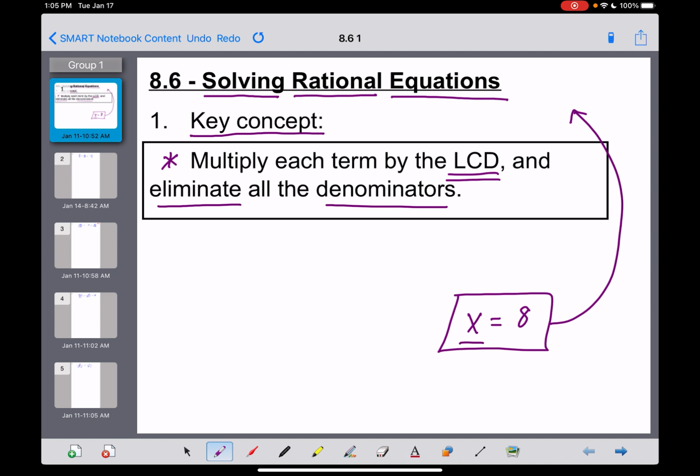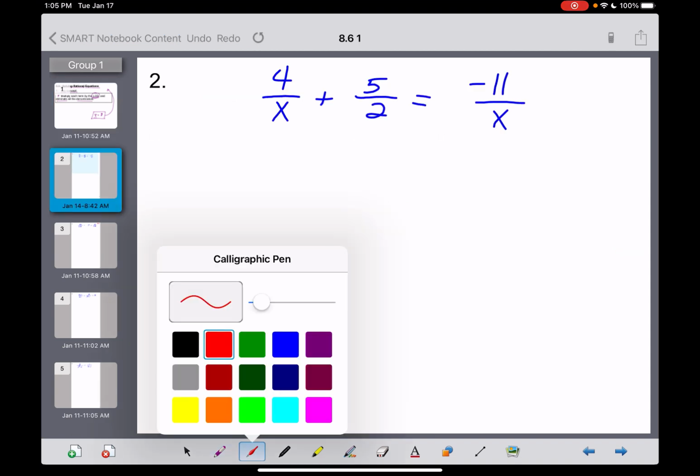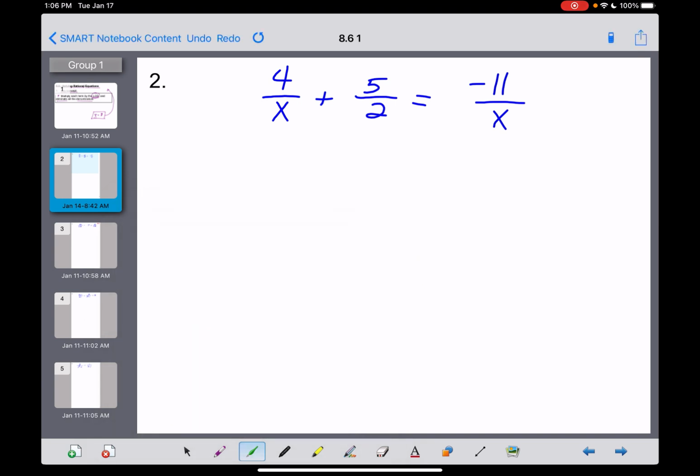Let's go back to our key concept. We're going to need to find the LCD first and then worry about multiplying it through. Now, I would normally tell you to factor as much as you could right here in order to find your LCD, but everything in this problem is a monomial. The 4, the x, the 5, the 2, the negative 11, and the x. So there's no factoring that you can do here with monomials. That means we're ready to go ahead and start building the lowest common denominator.